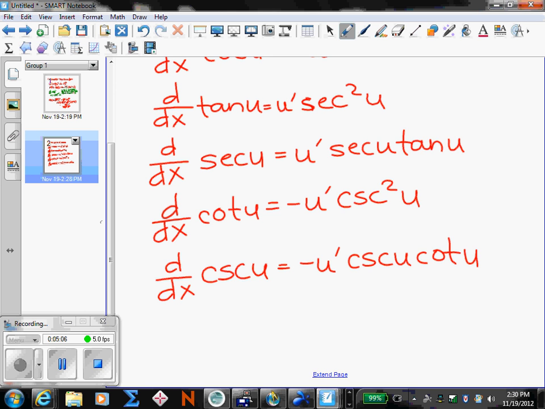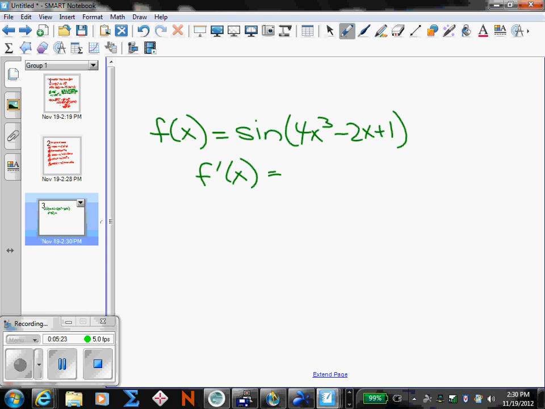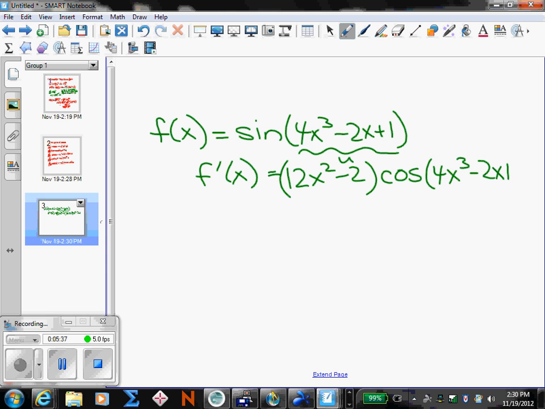Okay, so all of these are going to work the same. Let's look at a couple of examples. So if our function is sine of 4x cubed minus 2x plus 1, then the derivative is u prime, so the derivative of this is our u, so 12x squared minus 2, might want to keep that in parentheses, and then cosine of 4x cubed minus 2x plus 1.